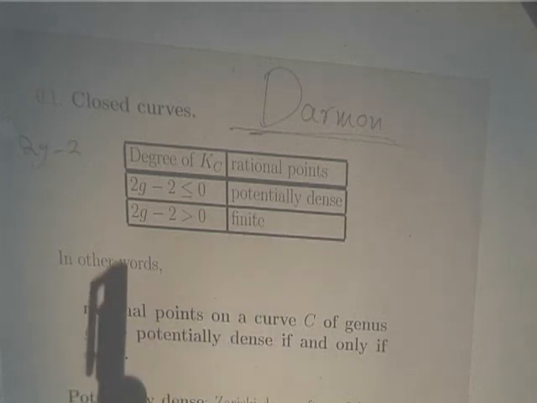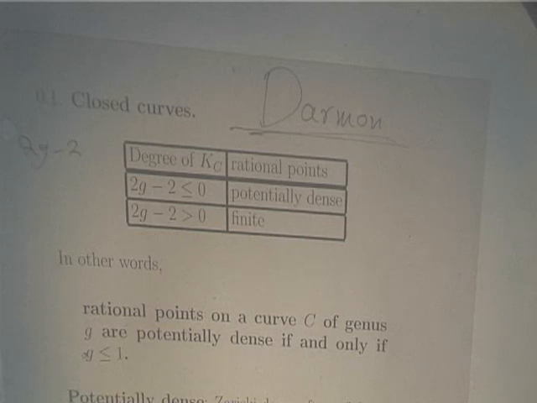So in other words, rational points on a curve C of genus g are potentially dense if and only if the genus is less than or equal to 1, where potentially dense means dense in the Zariski topology, which for a curve just means infinite, right? For an algebraic curve, dense in the Zariski topology means infinite. And other topologies are important. I will not refer to lectures from last week. Points are potentially dense if and only if the genus is less than or equal to 1.